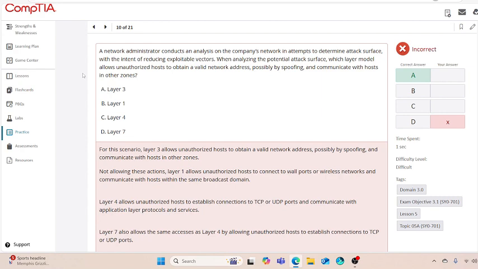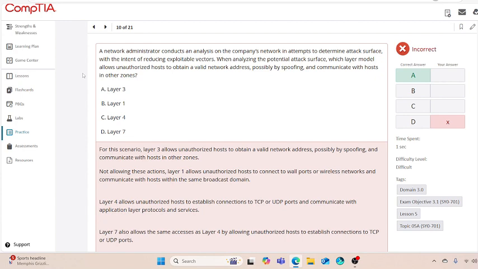A network administrator conducts an analysis on the company's network and attempts to determine attack surface, with the intent of reducing exploitable vectors. When analyzing the potential attack surface, which layer model allows unauthorized hosts to obtain a valid network address, possibly by spoofing, and communicate with hosts in other zones?